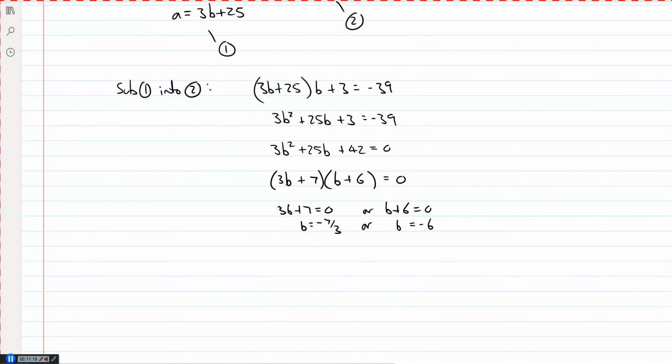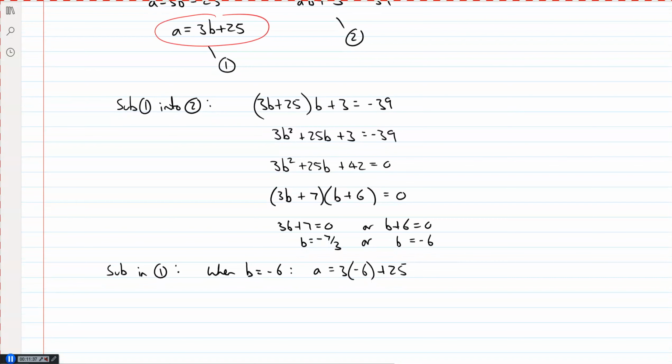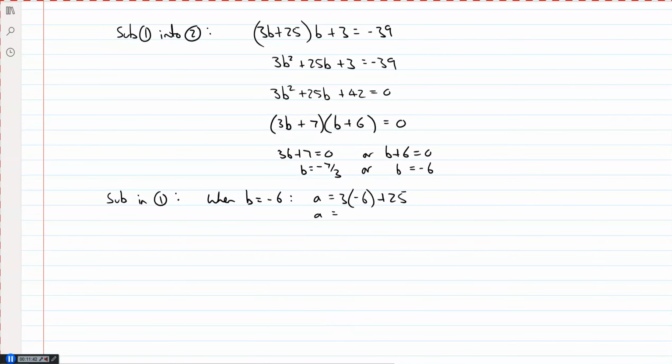So two different values of b, and then we can sub back in. So we can sub into 1. So when b, let's take minus 6 first because it's an integer, a will be 3 lots of b plus 25. So here we're using this equation now to find a with each value of b. So a will be minus 18 plus 25, which is 7. So either a is 7 and b is minus 6. There's one solution.